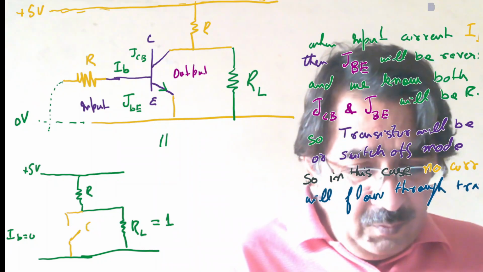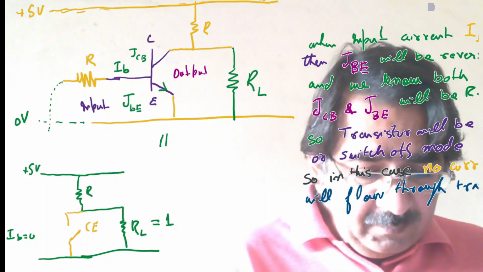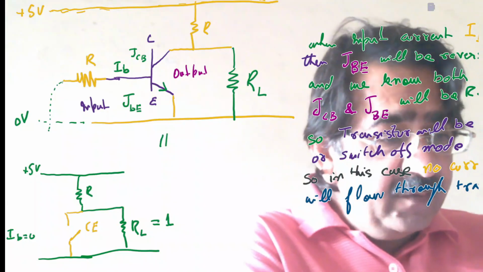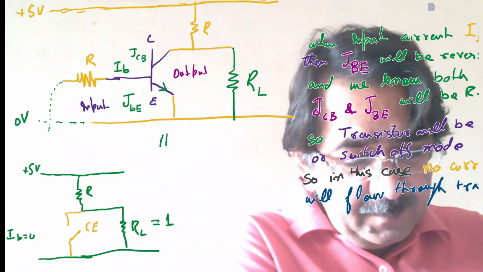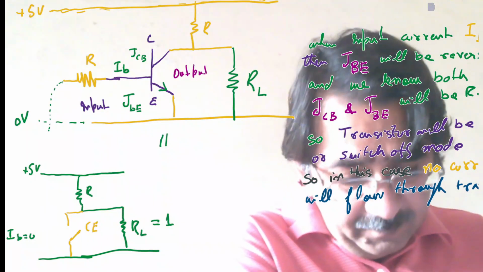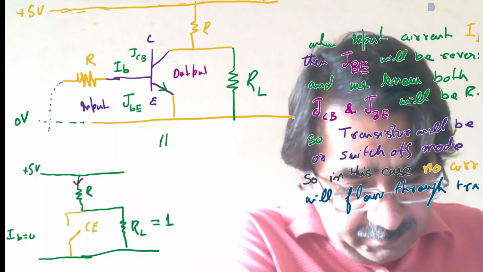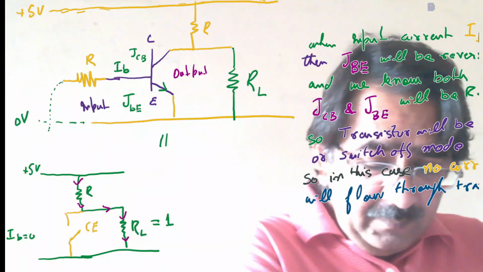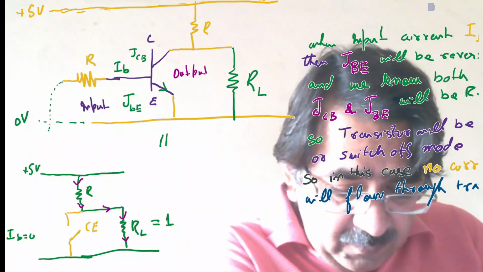So common emitter transistor behaves like an open switch. So all current will flow through the load. This is 0 volt.